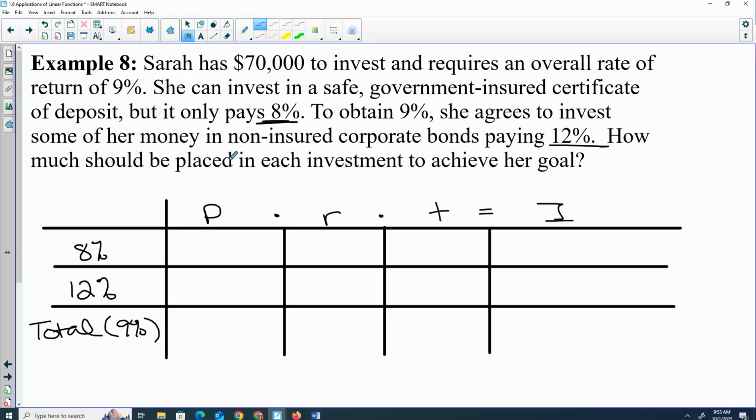All right. So if we look at this, she has $70,000 to invest. So that's our starting amount, that's principal. Is that the amount she's putting at 8%, the amount at 12%, or all together? All together. So that is my total principal, the total starting amount that we have.